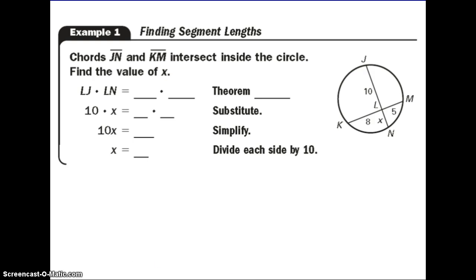Alright, so let's go ahead and put this into practice. We're going to use the theorem that when two chords are cut, the product of each portion will be congruent. So I have that LJ is 10, and LN is x. So I know 10 times x will be equal to 8 times 5, which would be KL and LM. So 8 times 5 is 40, and then I simply divide by 10 to get 4. So x equals 4. Now the problem did say find the value of x, so that would actually be it. We would be done for that problem.